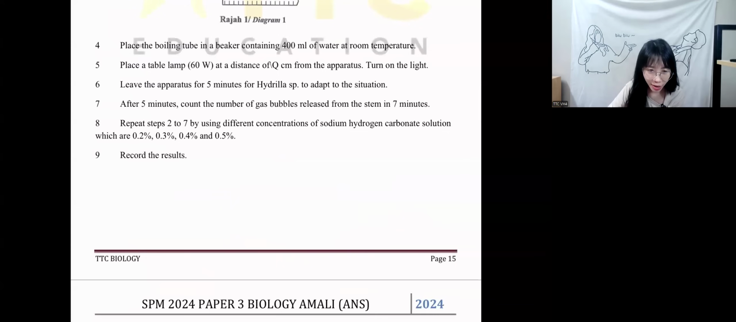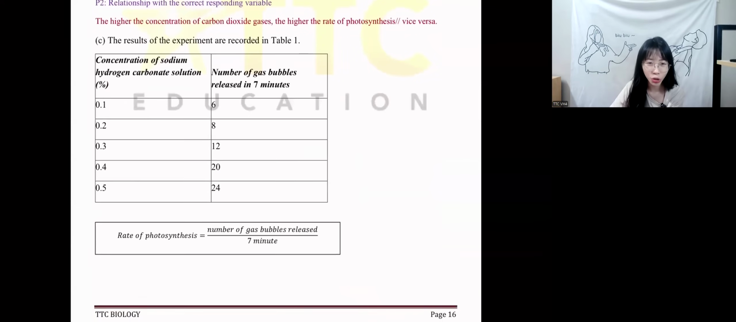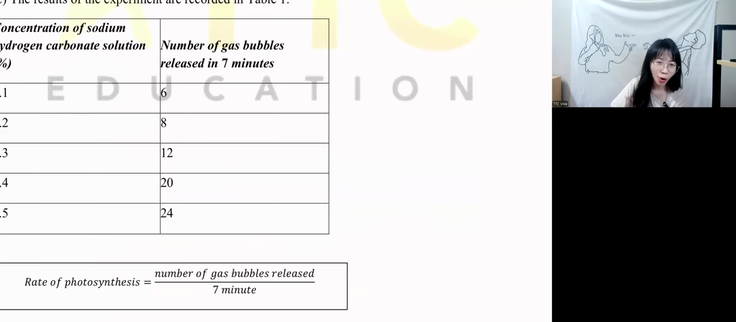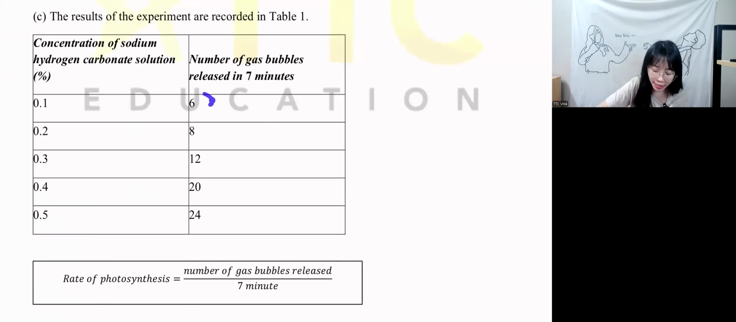How do you fake your result? Because the result given to you is: 0.1%, 6 bubbles released; 0.2% is 8; 0.3 is 12; 0.4 is 20; 0.5 is 24. If it's 5 minutes, you use 6 divide by 7 times 5. Fake a bit, guys. Plus minus, never mind. But your result will not be 50, right?